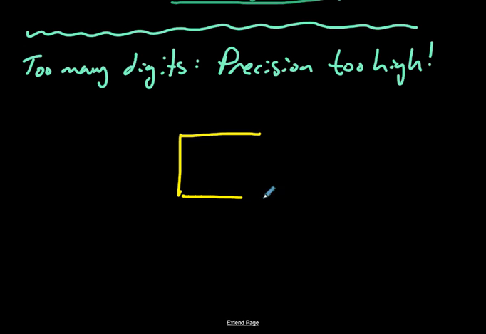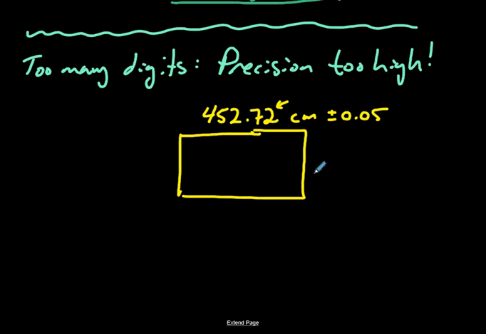So we want to find the area of a shape. And we maybe measure this side with a millimeter ruler to be 452.72 centimeters, remembering that the last digit is an estimated digit, plus or minus 0.05. And then we measure this side, and we'll get, I don't know, 248.63, plus or minus 0.05. I say find the area of this.